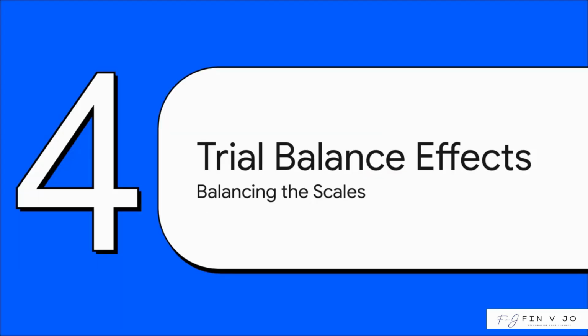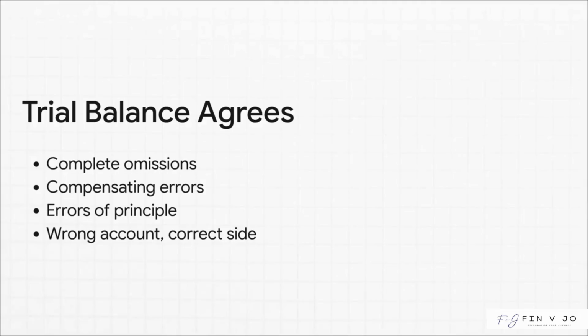Okay, Section 4, Effects on the Trial Balance. It is honestly fascinating that a trial balance can look perfectly healthy, totally in agreement, while still hiding all these specific mistakes behind the scenes. So why do complete omissions, compensating errors, or errors of principle not break the trial balance? Because in every single one of these scenarios, an equal debit and an equal credit were still recorded somewhere. Even if you debit the completely wrong account, as long as it's a debit, the scales stay balanced. It's a 2-sided error, which means mathematically, the trial balance is totally blind to it.